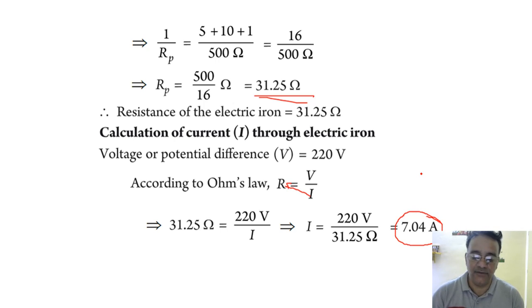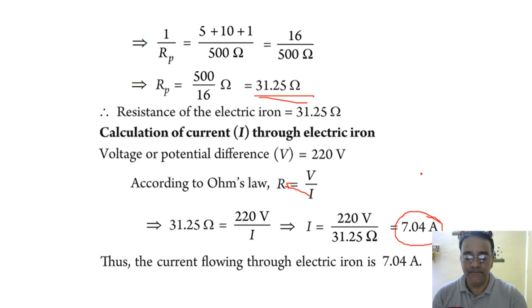So thus the current flowing through electric iron is 7.04 ampere. Okay. So this is the question number 2 of that Intext question. Now question number 3, already we discussed that in the first session, that what is the advantage of parallel circuits. Okay. So I'm going to start question number 4.